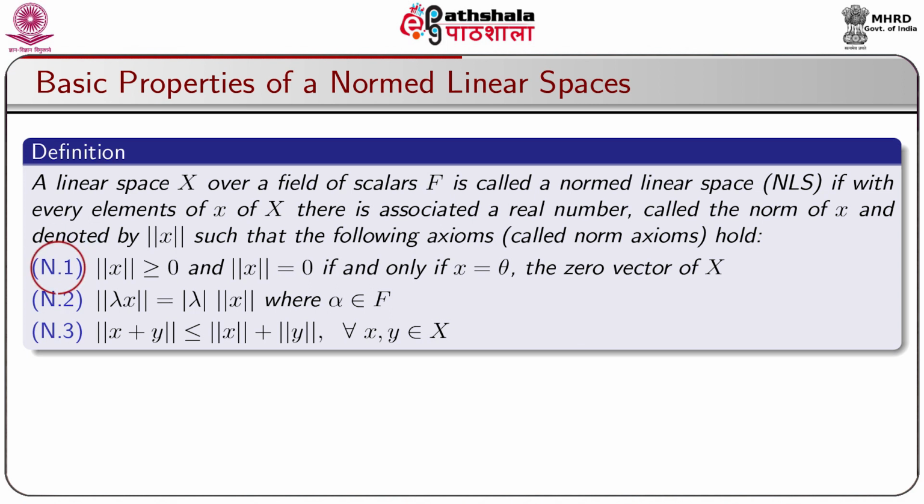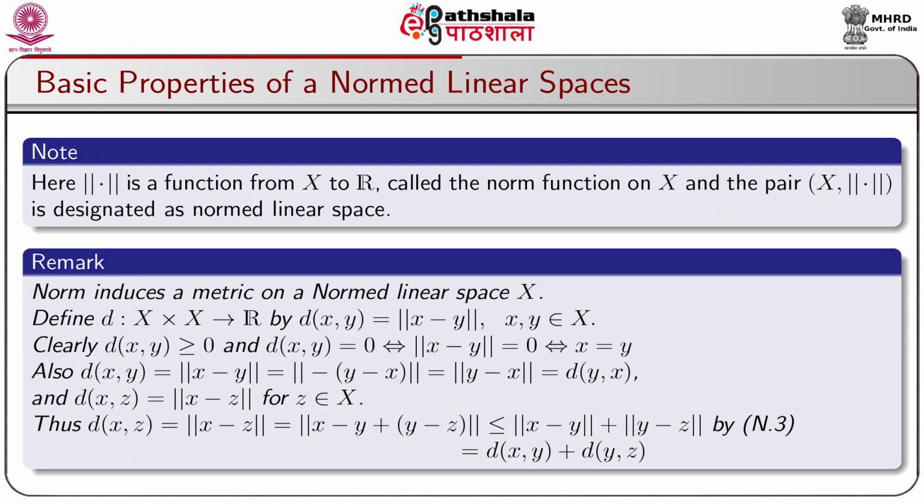That is, number 1, the N1 axiom: the norm of x is always greater than or equal to 0, and this equals 0 if and only if x equals 0, that is, the zero vector of X. The second axiom, norm axiom 2, written as N2: the norm of lambda x is equal to mod lambda times the norm of x, where lambda belongs to F. And norm axiom 3: the norm of x plus y is less than or equal to the norm of x plus the norm of y, for all x, y belonging to X. Here this is a function from X to R called the norm function on X, and the pair X with the norm function is designated as a normed linear space.